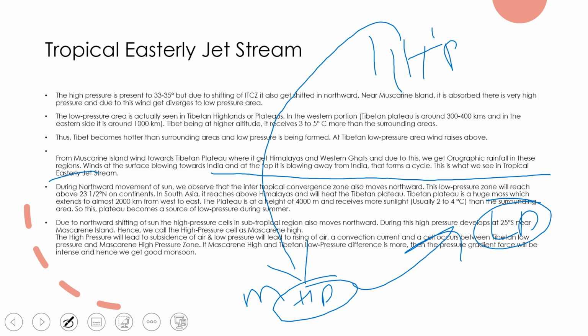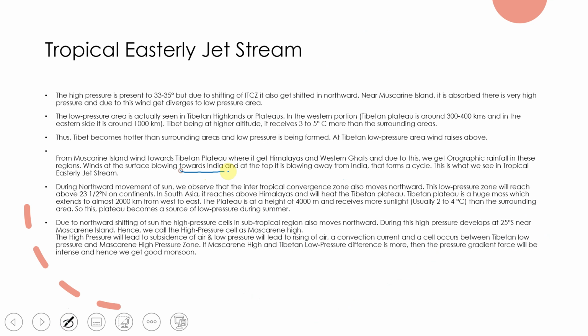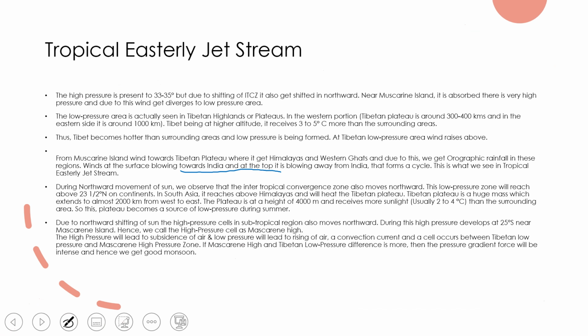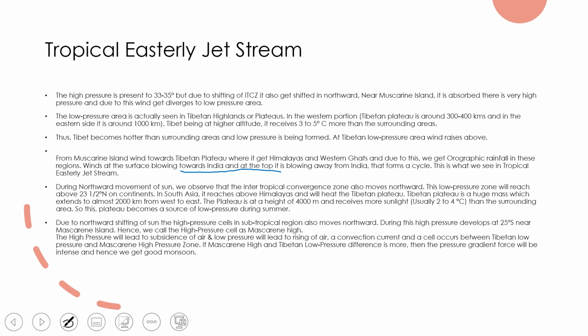That is what it is saying: winds at the surface blow towards India, but at the top they blow away from India. That forms a cycle. This is what we see in a tropical easterly jet stream.